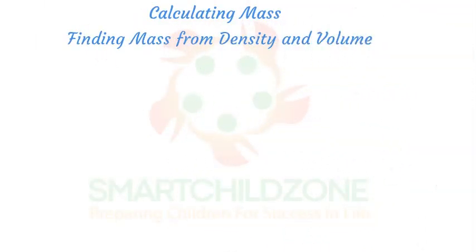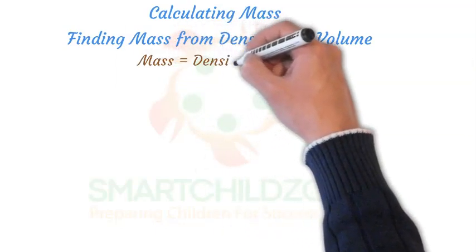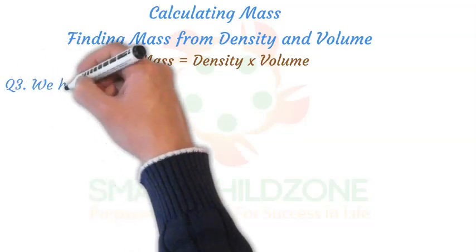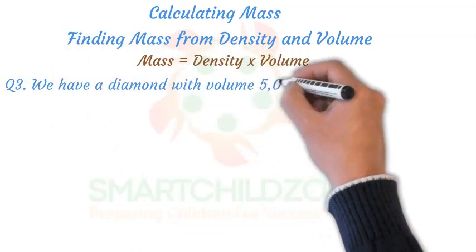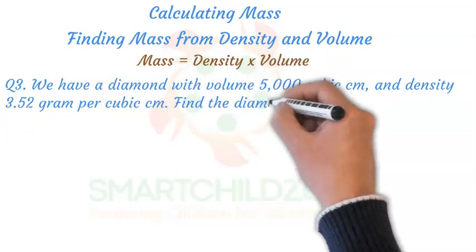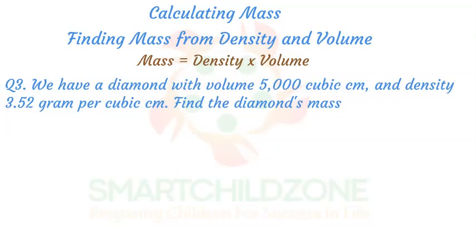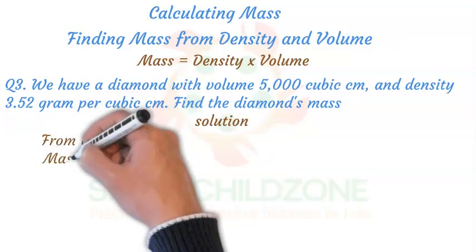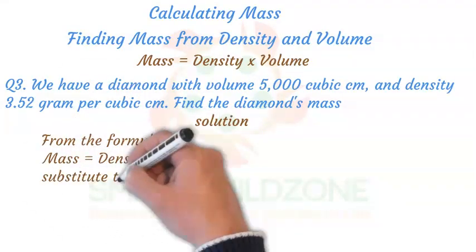We can find mass from density and volume by using the formula mass equals volume times density. For example, we have a diamond with volume 5000 cubic cm and density 3.52 grams per cubic cm. Find the diamond's mass. To find the diamond's mass, we multiply the values.